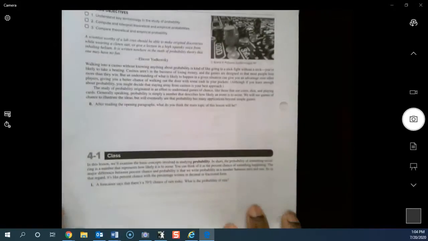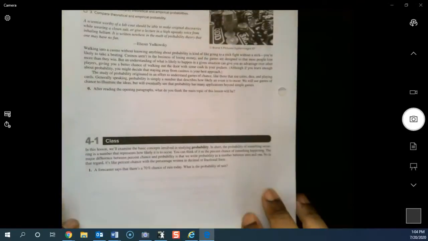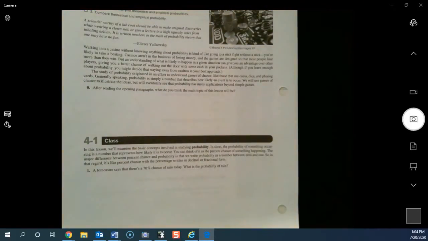Okay, now we look at the bottom of page 299. It says, in this lesson, we'll examine the basic concepts involved in studying probability. In short, the probability of something occurring is a number that represents how likely it is to occur. You can think of it as a percent chance of something happening. The major difference between percent chance and probability is that we will write probability as a number between 0 and 1. So in that regard, it's like percent chance with the percentage written in decimal or fractional form.